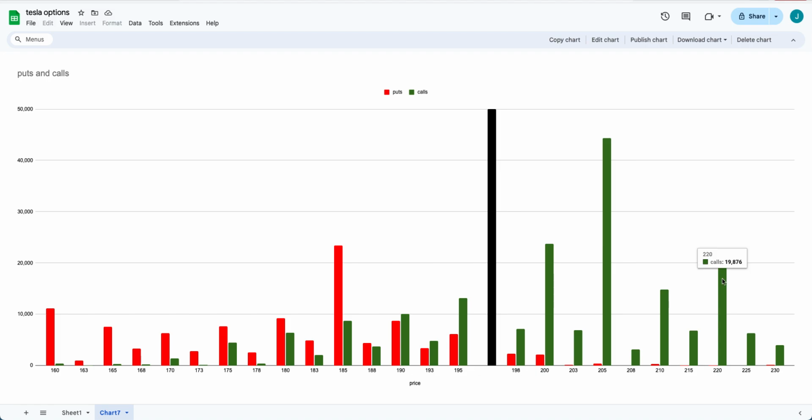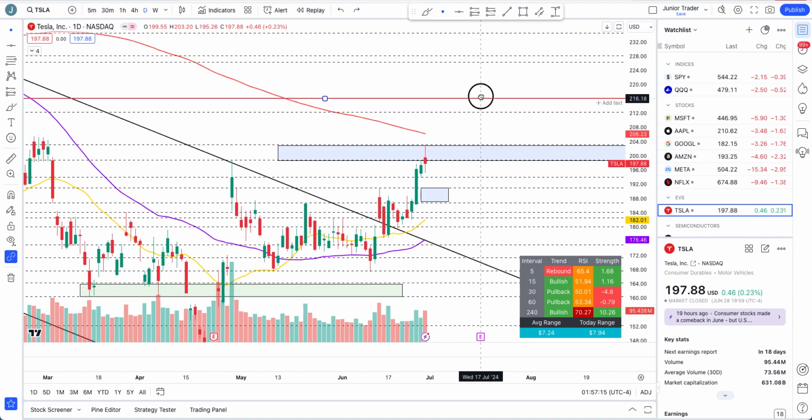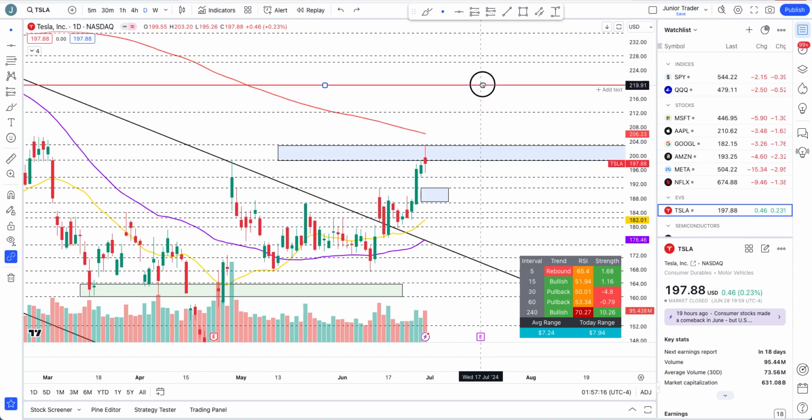How about 220? Let's talk about that. That's where the next little spike is, right? So 220, let's go up here.